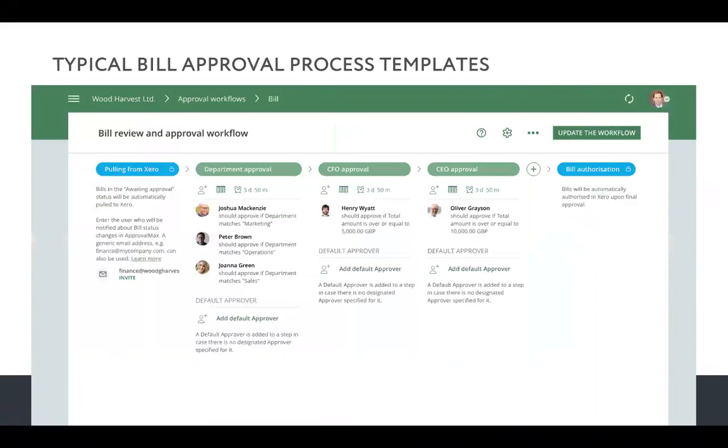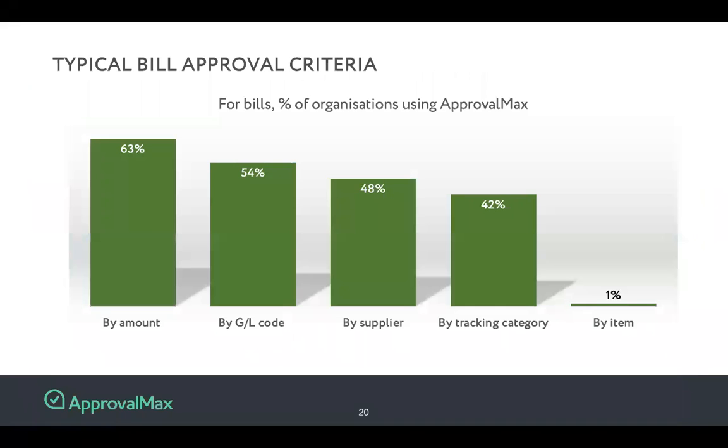That's, by the way, how ApprovalMax looks and how the authorization workflow looks in ApprovalMax. It could be multiple steps. It could involve different people based on different criteria, based on tracking categories, GL codes, and such. And it runs from pulling the bill from Xero to the final bill authorization in Xero. So as you see, validations and authorizations might sound like quite a complicated topic, but actually they can be pretty easily defined in the solution itself.